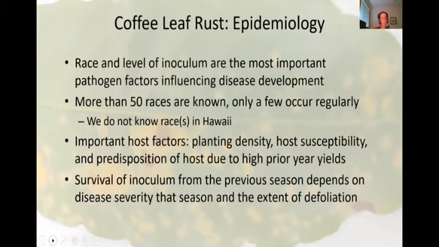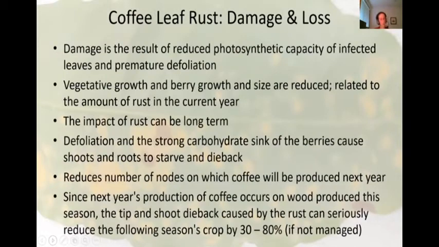In order for me to make sure I have enough time, I'm going to go over some of this information pretty quickly. But again, the fungus is reducing the photosynthetic capacity of the leaves. Oftentimes, berry growth and size are reduced. The impact not only affects the season we're in, but can have a long-term effect if it's not managed. Worst case scenario, trees can die, but that's definitely not the case with management.